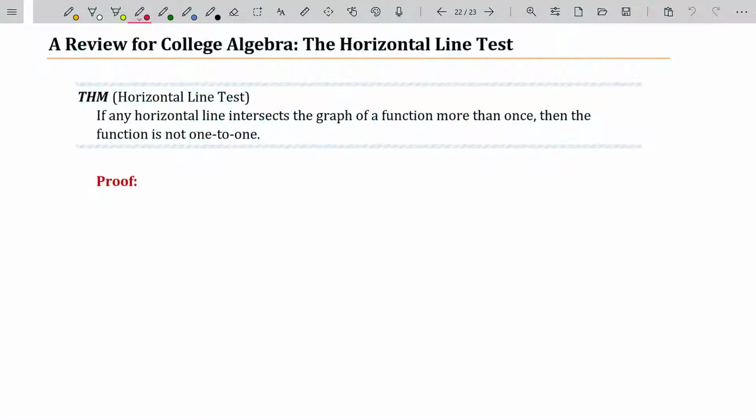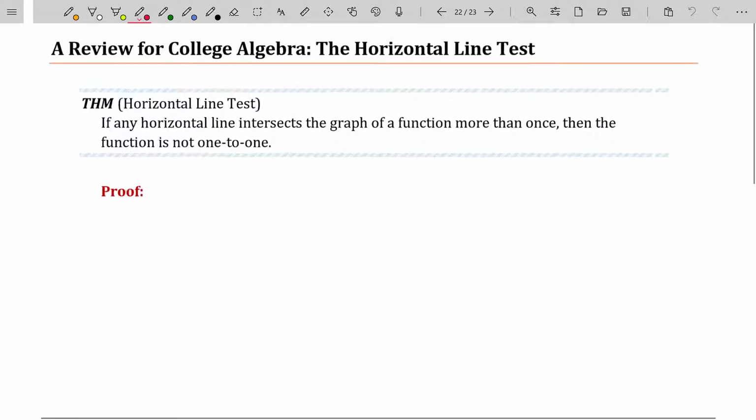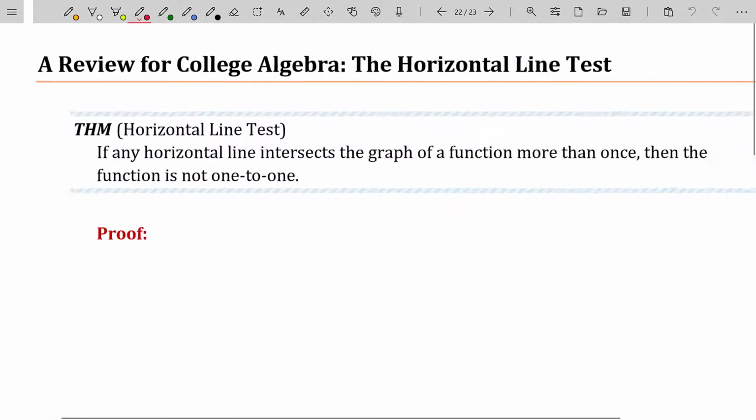Hello, my name is Roy Simpson, professor of mathematics at Cosumnes River College in Sacramento, California. This video is the final video in a review for college algebra concerning functions. You should have already reviewed what functions are, how to evaluate them, what the vertical line test is, what one-to-one functions are, and now we're going to round this out with the horizontal line test.